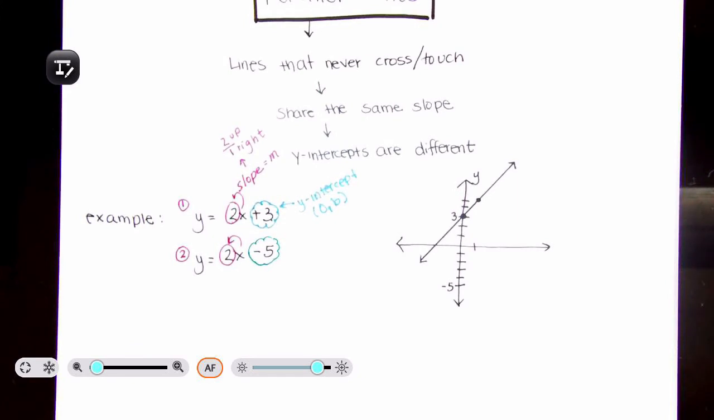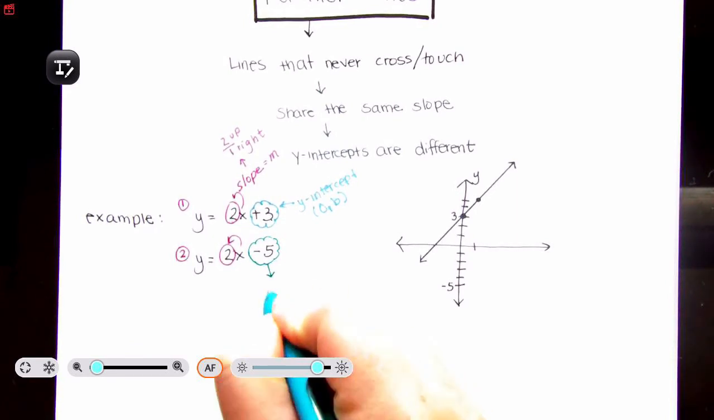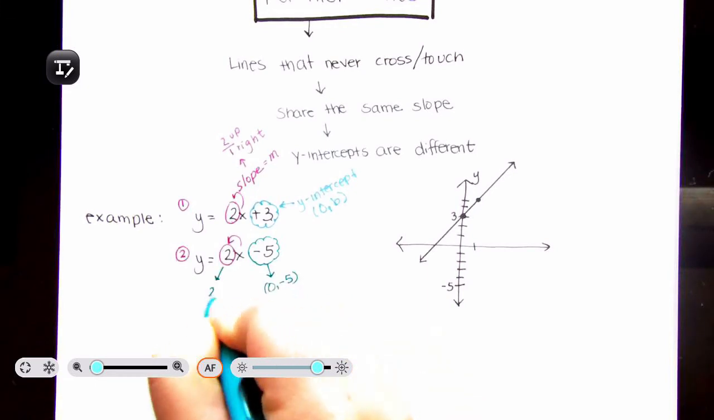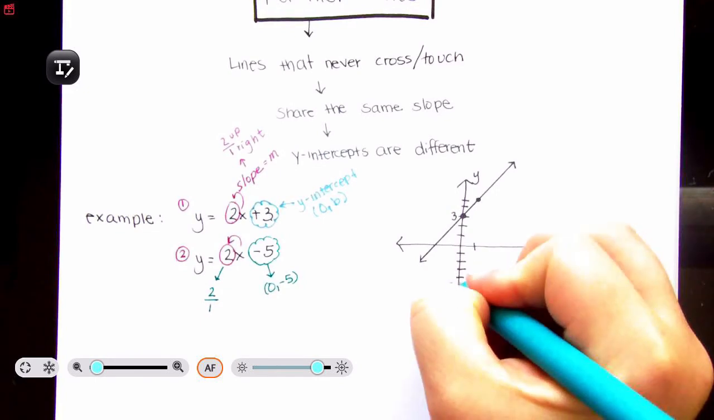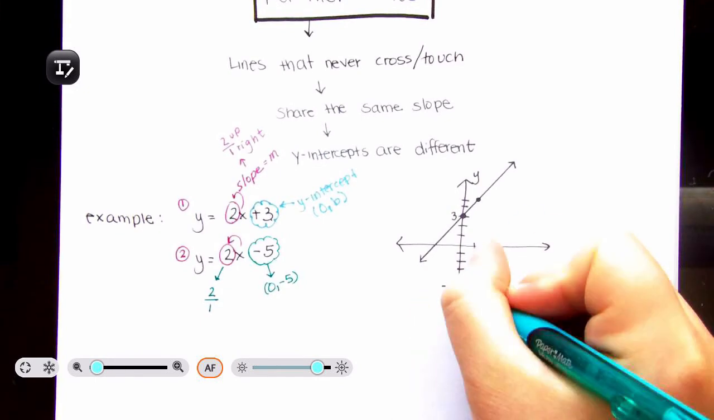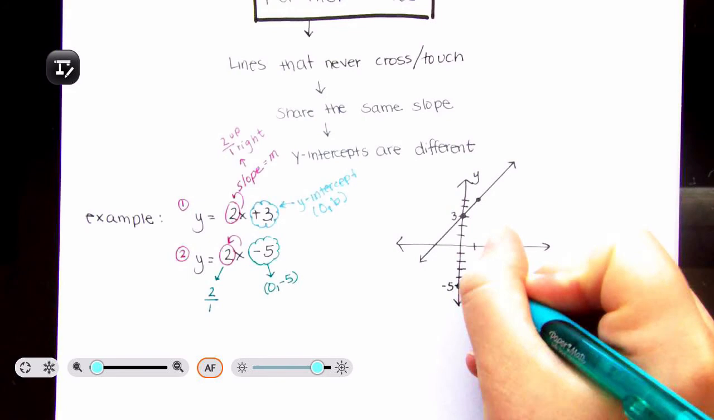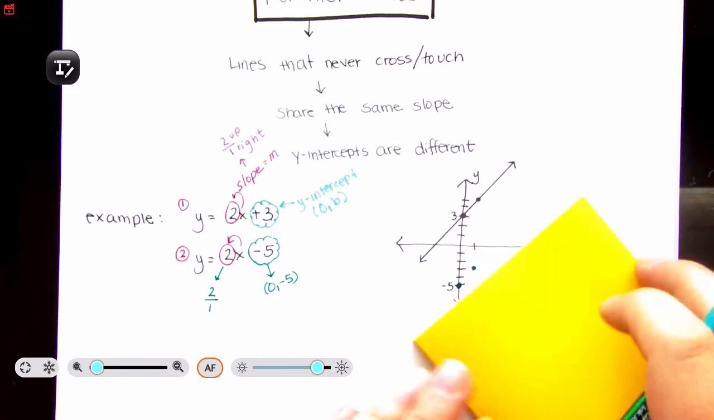Let's do exactly the same thing for equation number 2. So (0, b) is our y-intercept. Our slope is 2 over 1, so up 2 over 1 to the right. So here is our y-intercept. Up 2, over 1 to the right. There it is.